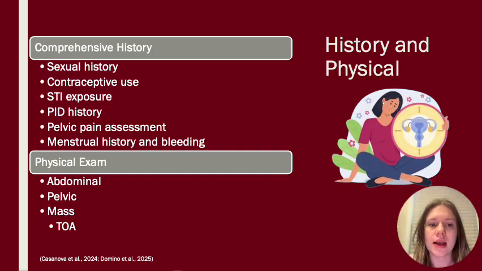PID, and then ask them about their pelvic pain, have an assessment, see if it's unilateral, bilateral, lower, upper, where it's located, and then also ask about their menstrual history and bleeding. Ask if their menstrual cycles are regular, if they have bleeding in between their menstrual cycles, so just double checking on that. And then for their pelvic examination, we want to make sure that we examine their abdomen, their pelvis, and then also just assess for any masses, and any masses that would be a TOA as well.